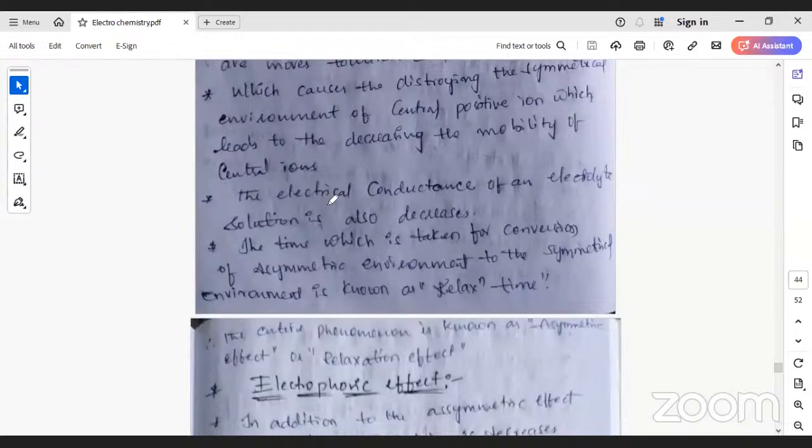The electrical conductance of an electrolyte solution decreases. Finally, with the help of the asymmetric effect, the conductivity decreases because of the attraction of opposite charged ions, which retards the mobility of the central ion as it moves towards the opposite charged pole.